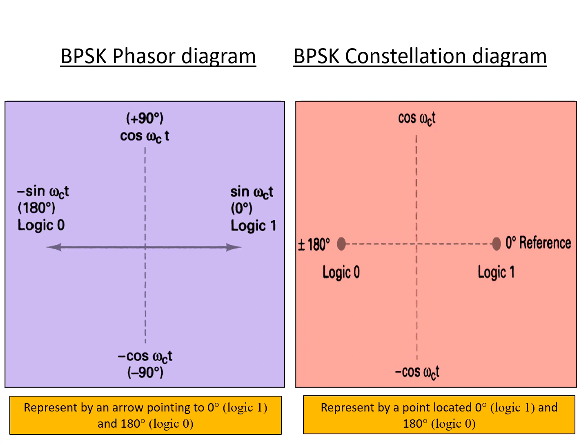This BPSK phasor diagram shows an arrow pointing to 0 degrees for logic 1 and another arrow pointing to 180 degrees for logic 0. In the BPSK constellation diagram, both oscillation angles are represented by constellation points.